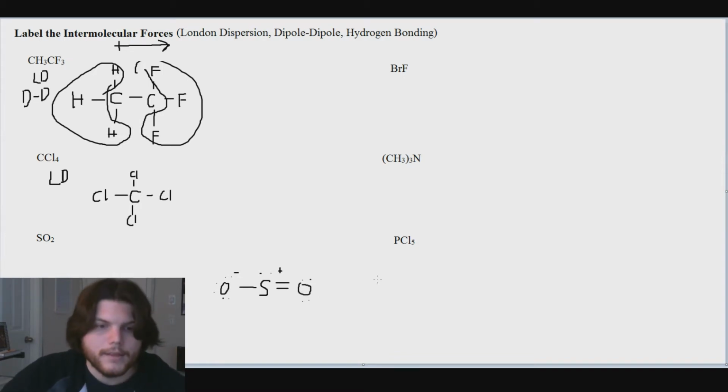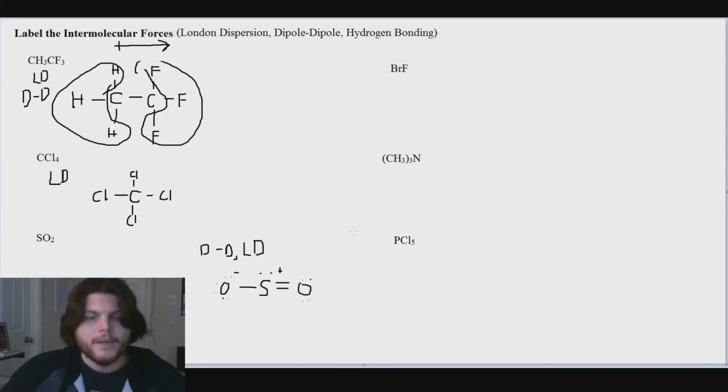So when we do it like this, you can easily see first off that we have dipole-dipoles, because we have a large positive charge here and a large negative charge here. So immediately we can say that we have dipole to dipole interactions. And of course we always have London dispersion. Since we're looking at this, it doesn't look like we have any hydrogens, so we don't have to worry about hydrogen bonding in this case. Alright, let's look at the next one.